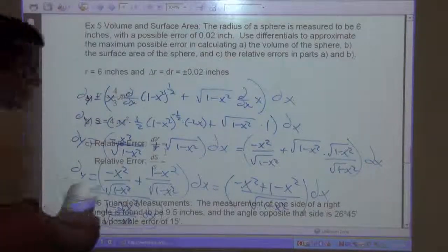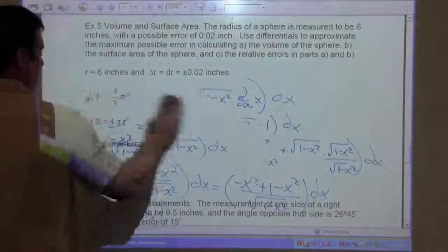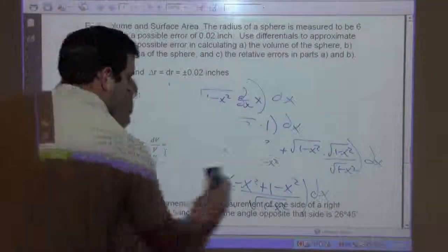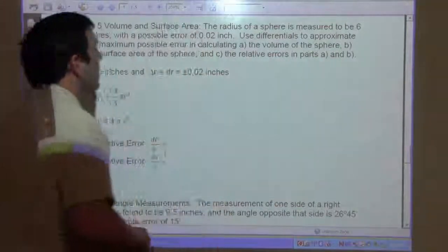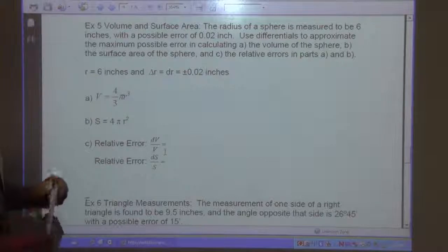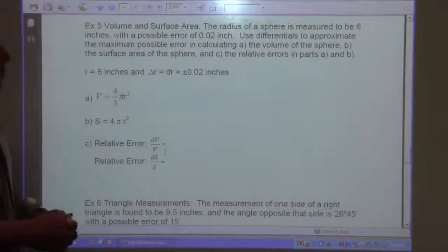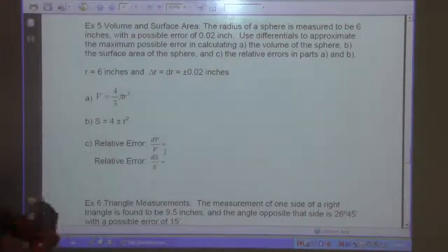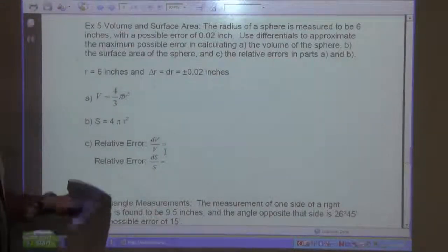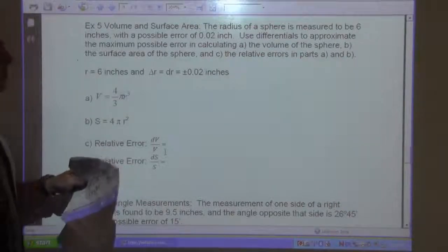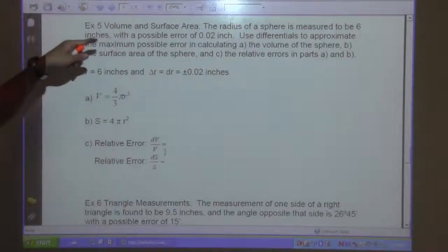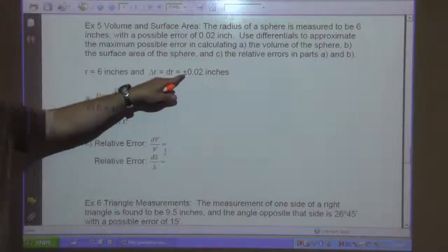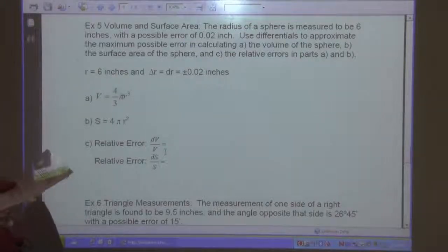Volume and surface area. The radius of a sphere is measured to be 6 inches with a possible error of 0.02 inch. Use differentials to approximate the maximum possible error in calculating the volume of the sphere, the surface area of the sphere, and the relative errors in parts A and B. So r is 6 inches, and delta r is dr, which is plus or minus 0.02 inches.